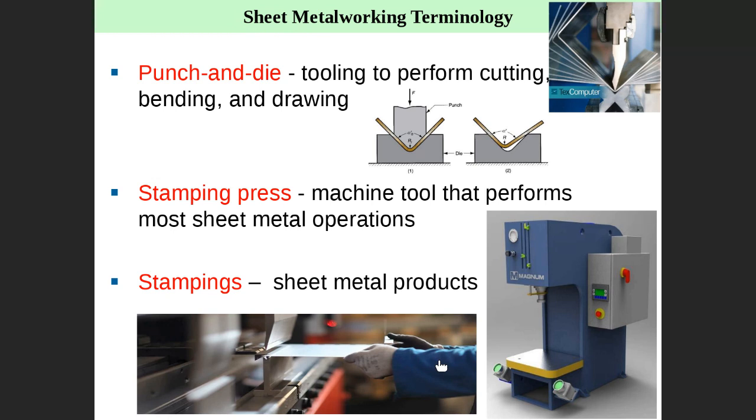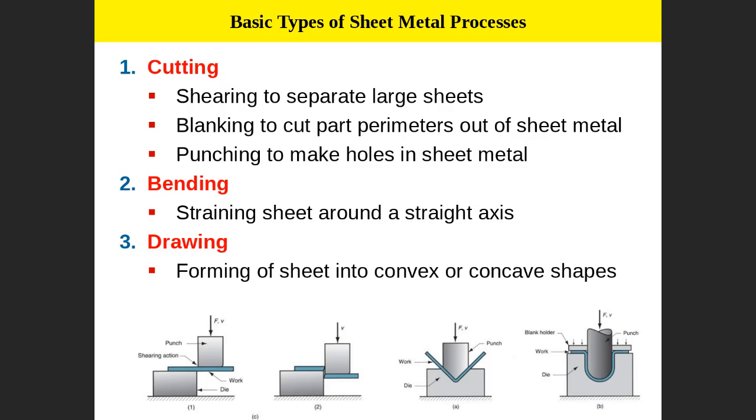The terminology used in sheet metal working is punch and die. Punch, this is a tool used in metal working. This is a punch and this is a die. This terminology is always used here. A stamping press is a machine used to do sheet metal working, and the work part, which is a sheet, we call a stamping.